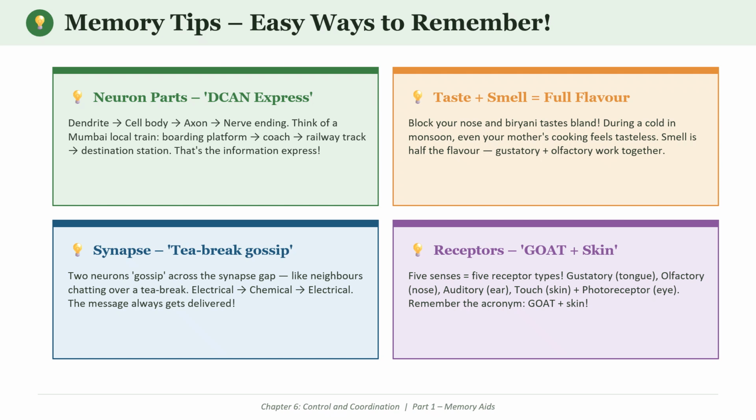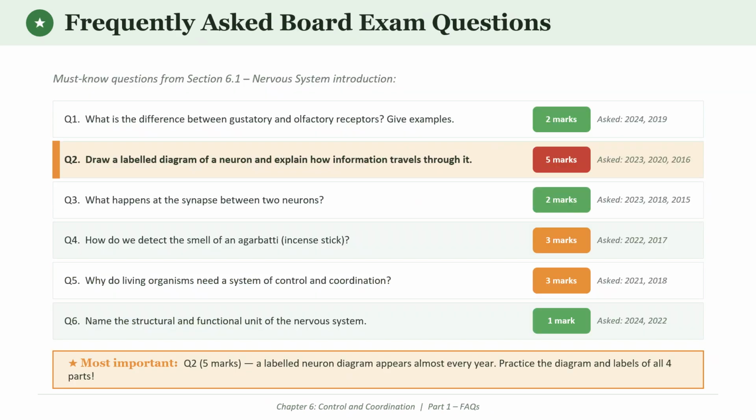And receptors. Receptors are like the GOAT and the skin. We have five senses. The five receptor types: gustatory, that is the tongue; olfactory, nose; auditory, ear; touch is the skin; and the photoreceptor, eye. So always remember this: GOAT, that is, plus skin. Yes, children. Let's move to the next one.